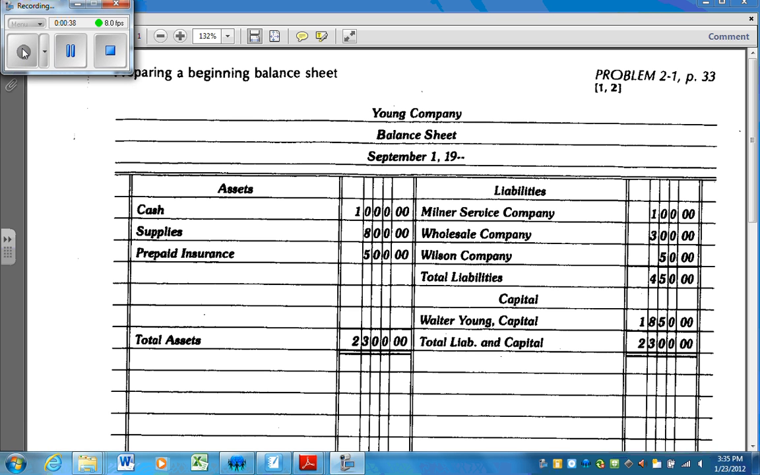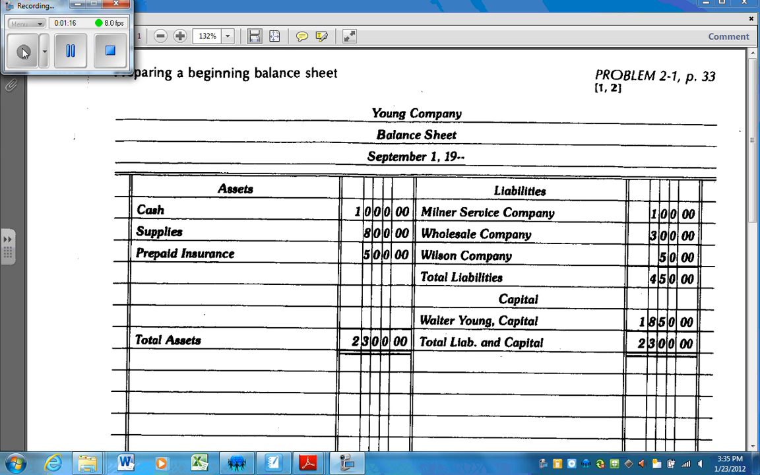On the left-hand side you'll see assets. It's centered in that column, and you list all of your assets in alphabetical order. The order actually doesn't matter because if you notice, the book has supplies ahead of prepaid insurance. They actually should be flipped if they were alphabetizing. So you won't lose any marks either way. So you list each of the titles or the assets and how much money is in each of those accounts. Cash has $1,000, supplies has $800, and prepaid insurance is $500. At that point, you'll stop.